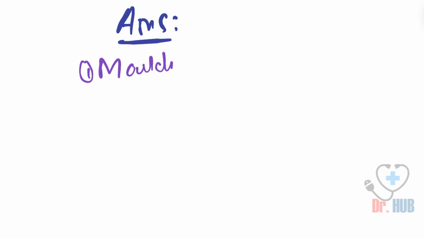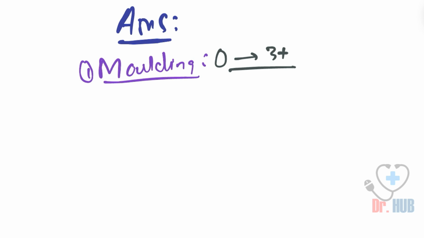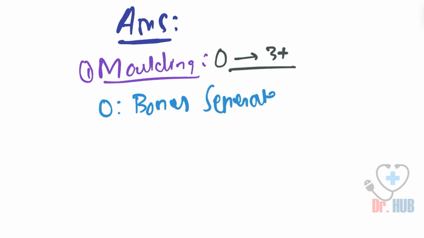So now, going back to answer our questions. The first question we asked was, what is molding? We need to know that there are different classes, from 0 to 3 plus. So what does each indicate? Molding of 0 score indicates that the bones are separated and the sutures can be felt easily.